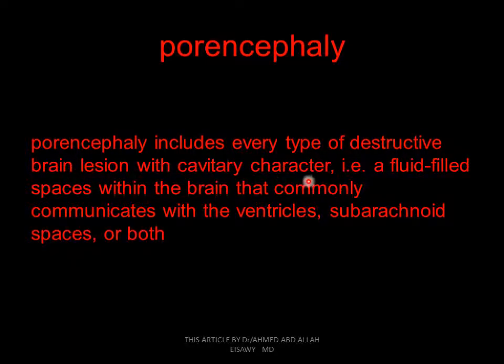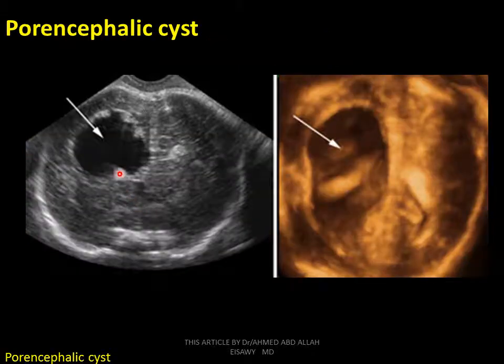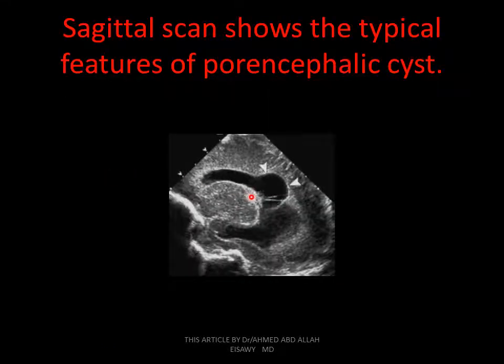Porencephaly includes every type of destructive lesion with cavitary character: fluid-filled spaces within the brain that commonly communicate with the ventricles. This is a porencephalic cyst. This is a congenital cyst, as we see. CSF collections, as we see. Sagittal scan shows typical features of a porencephalic cyst communicating with the ventricular system.